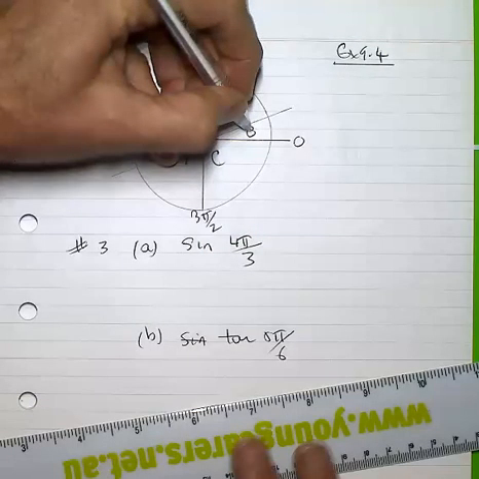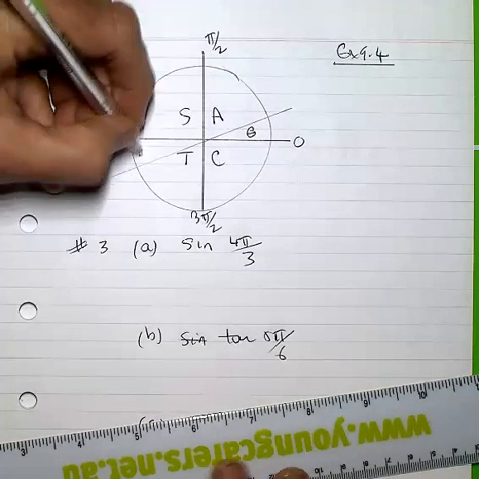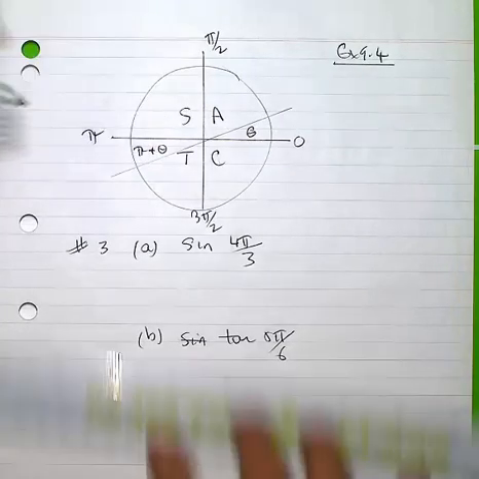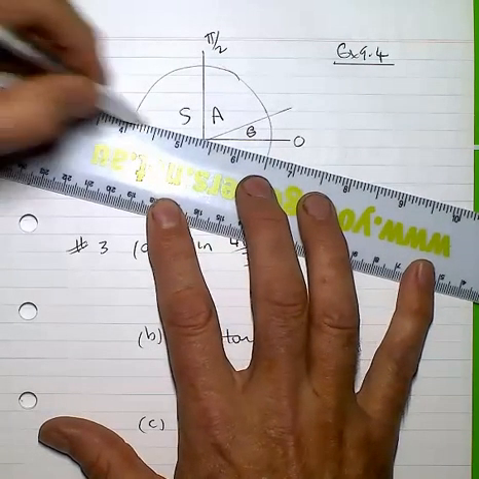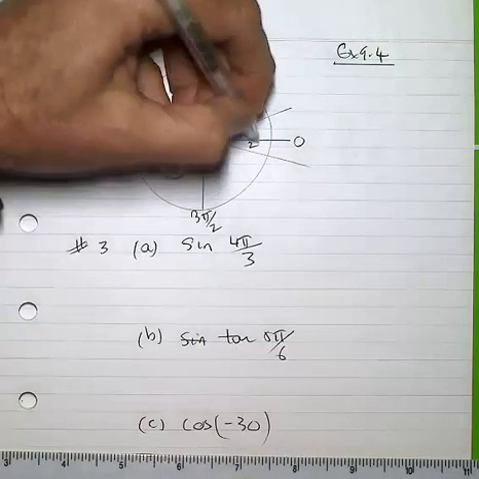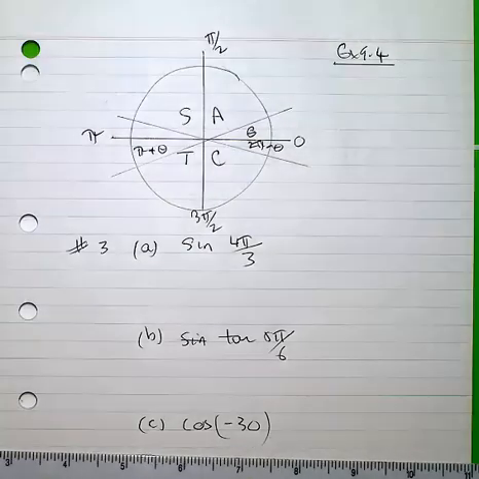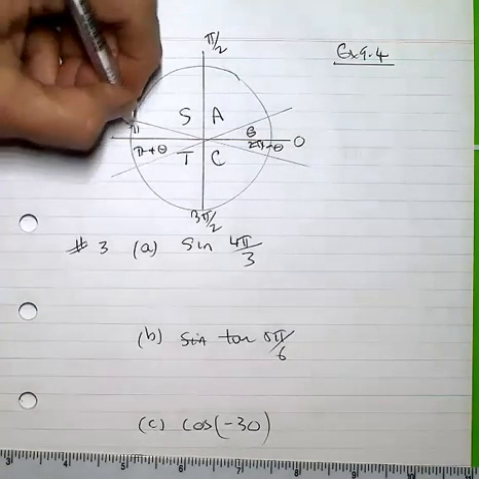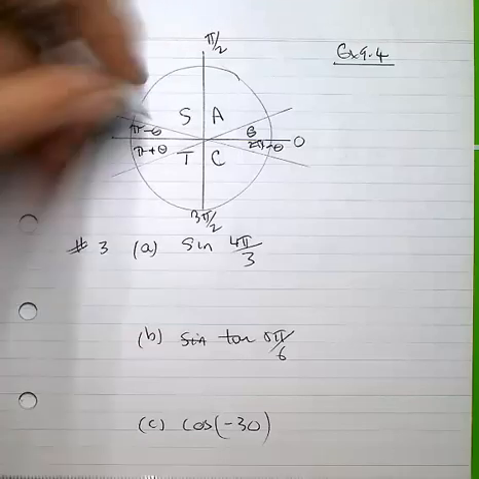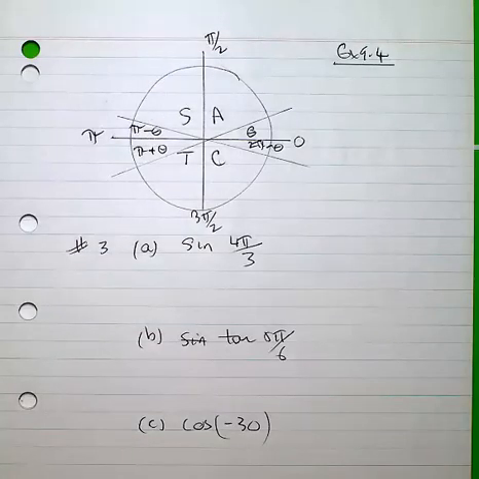So pi plus theta is going to be the same magnitude as theta, angle-wise. The value of 2 pi minus theta is going to be the same magnitude as that of theta. And lastly, pi minus theta, all the same magnitude.